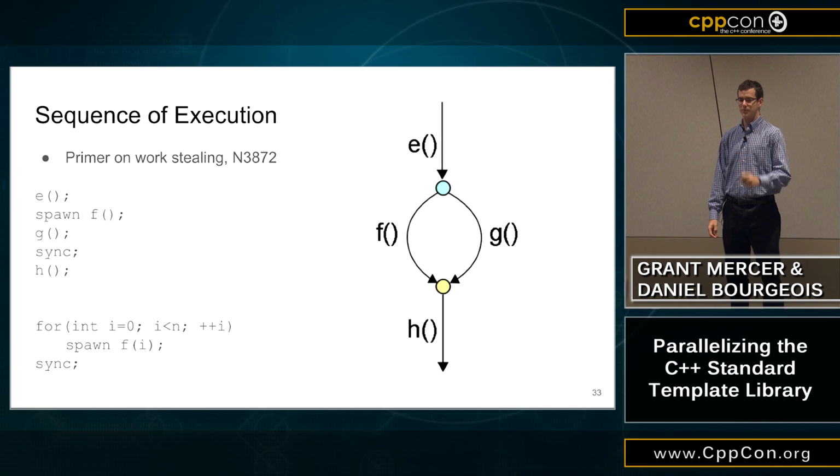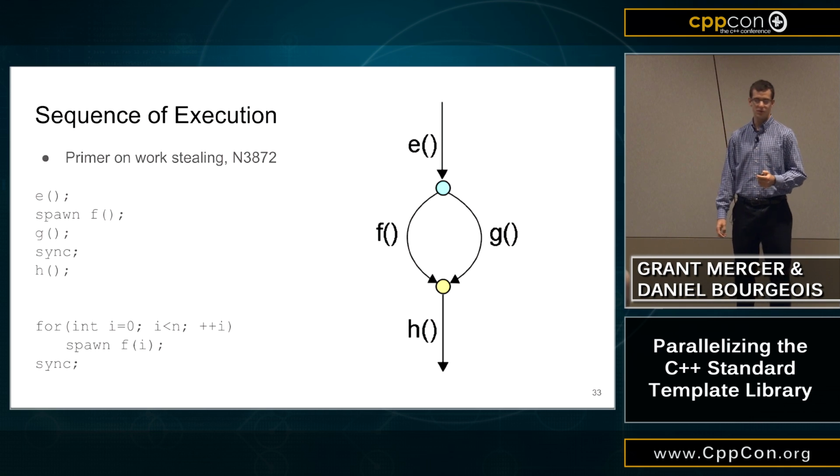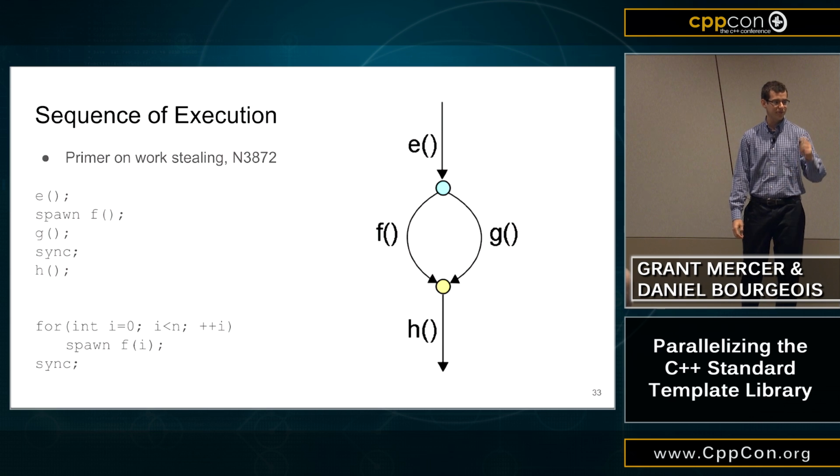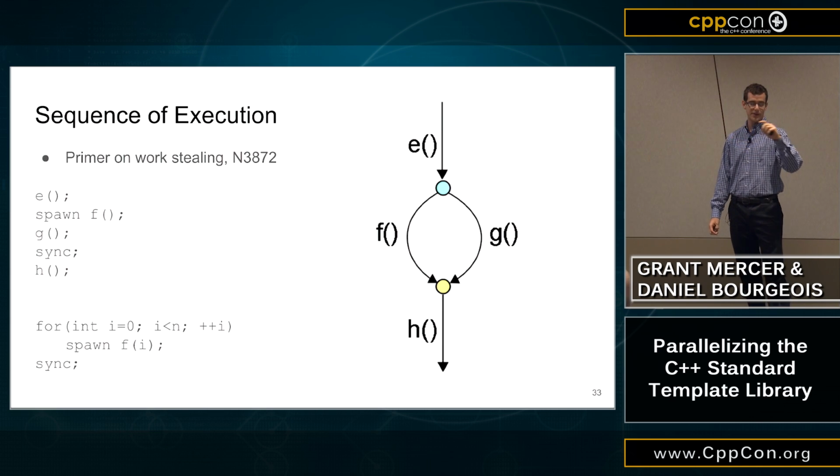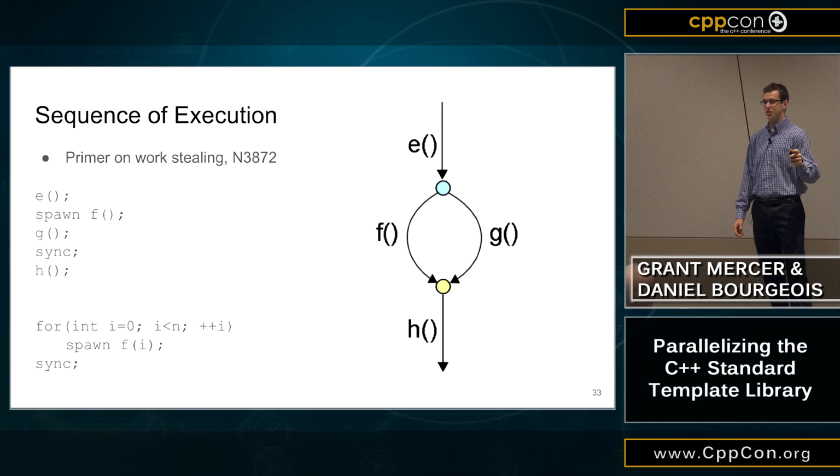However, if we were to use fork, we could change that order of execution potentially. So it would go E. The main thread of execution would then execute F when we spawn it with a fork launch policy, but then G would be up for grabs by other processors. And if we didn't have any other processors, the order of execution would have to go E, F, G, H.